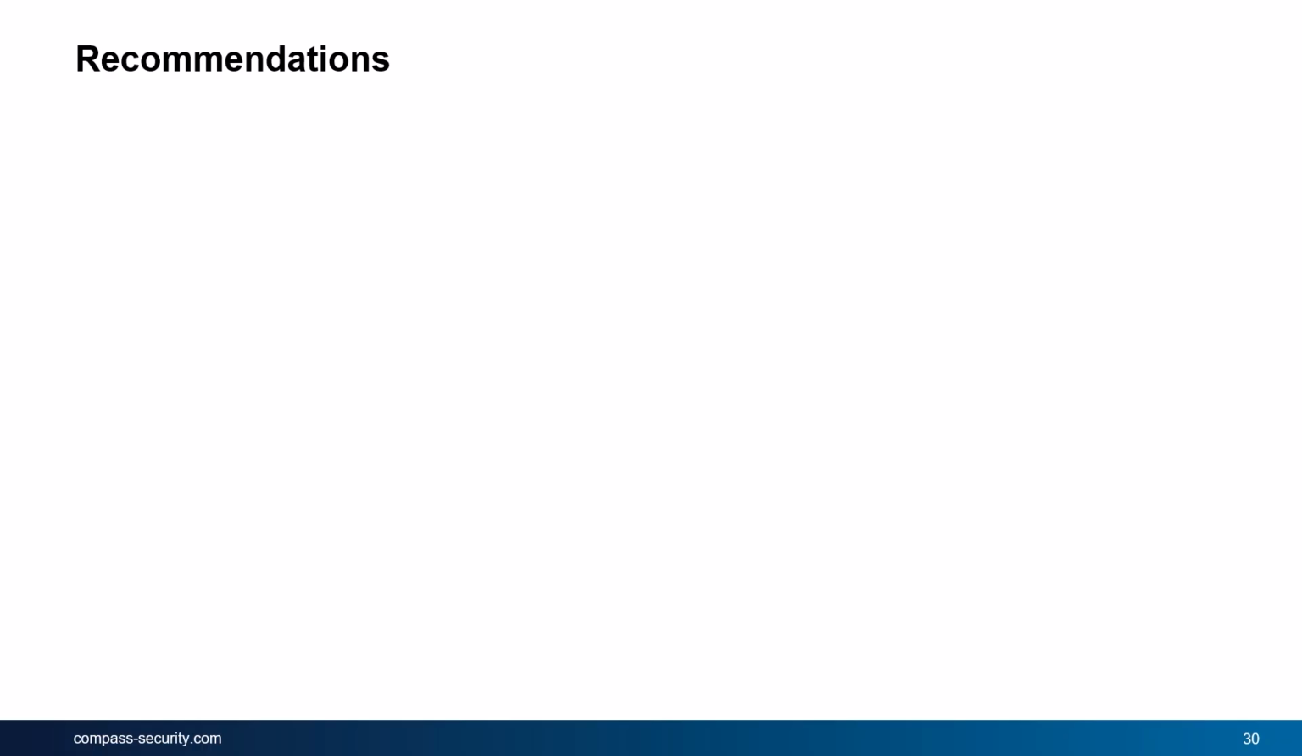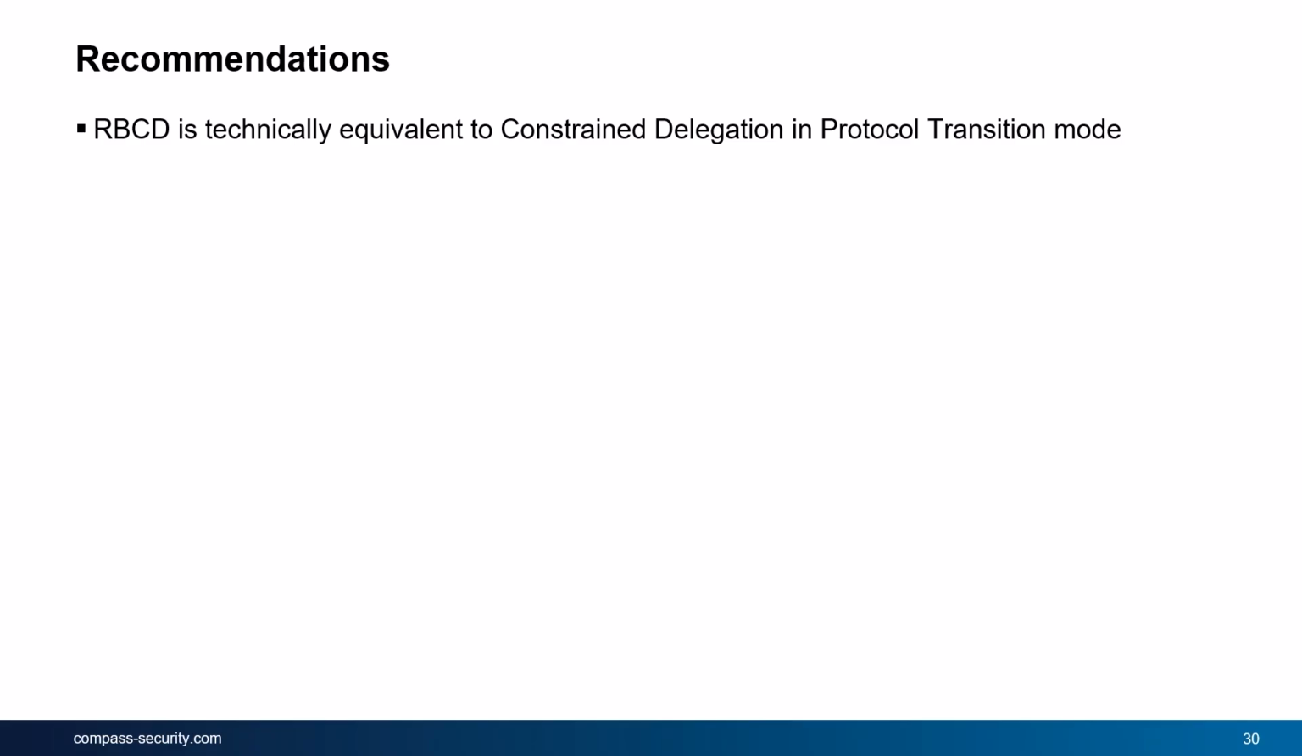Now that we've seen how resource-based constraint delegation can be abused either on its own or in combination with constraint delegation, let's also quickly summarize what there is to consider and recommendations you should think about when dealing with this mechanism in your own infrastructure. What we have seen so far is that resource-based constraint delegation is technically equivalent to constraint delegation under the hood, constraint delegation in protocol transition specifically. So the working mechanism is the same. It uses S4U to self and S4U to proxy.